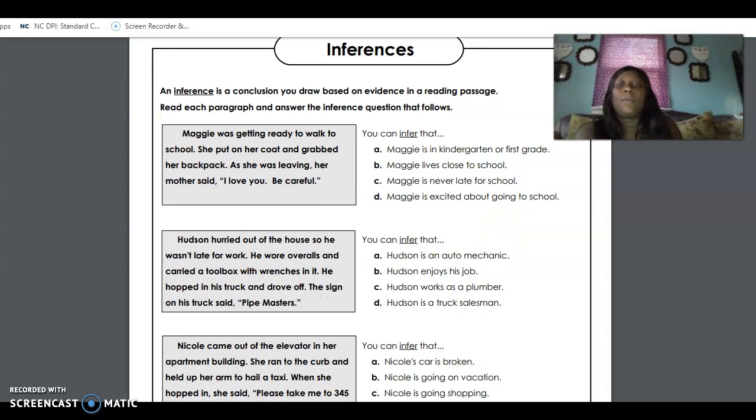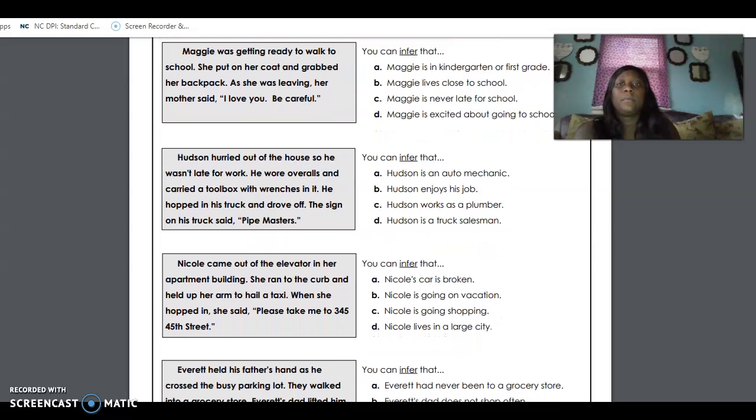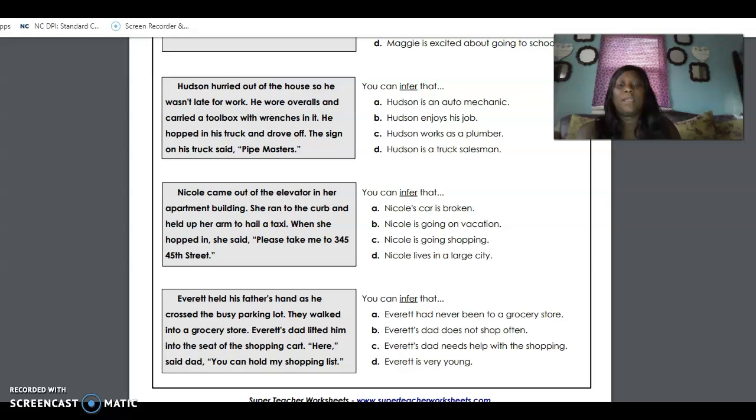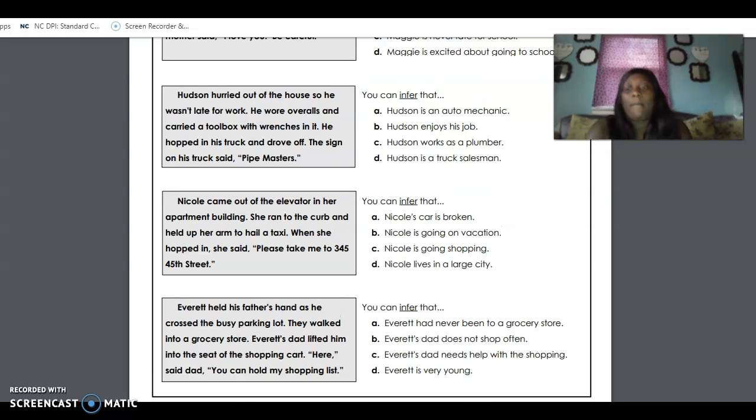So we have 3 more passages to go through. And what I want you to make sure that you do is you're going to be reading it by yourself. You're going to read each paragraph how many times? That's correct, 2 or 3 times.